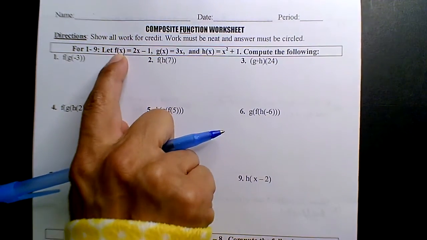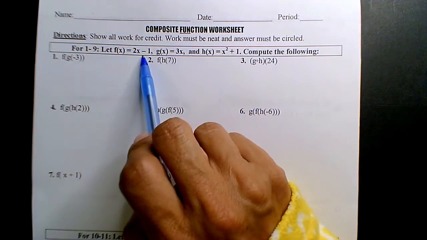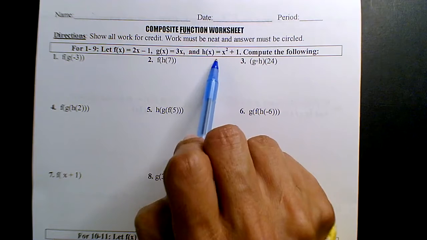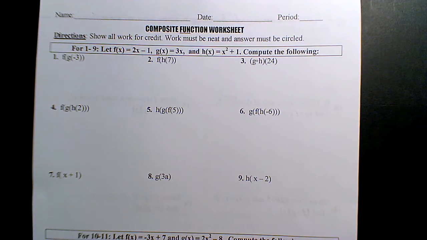They tell us the functions here. So f of x is linear: 2x minus 1. G of x is 3x. H of x is x squared plus 1. Okay, so we've got linear, linear, quadratic, right?